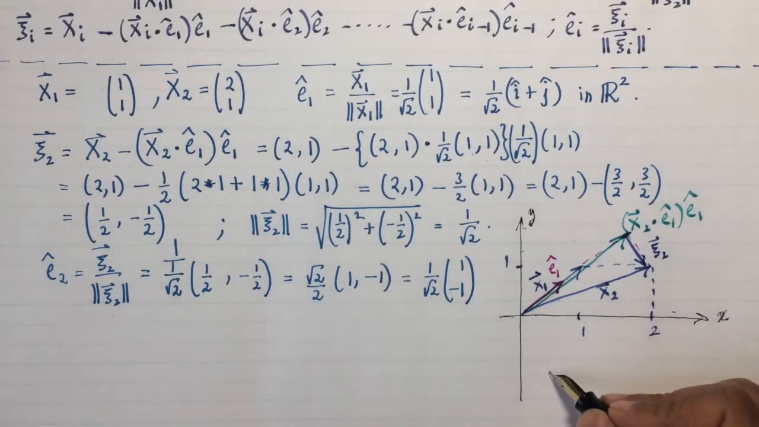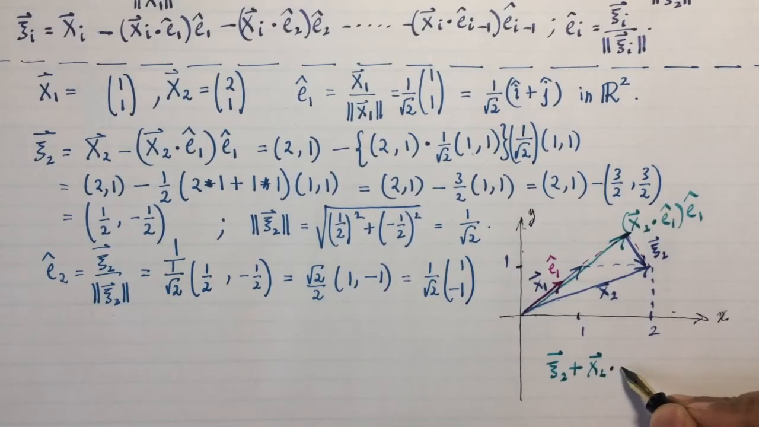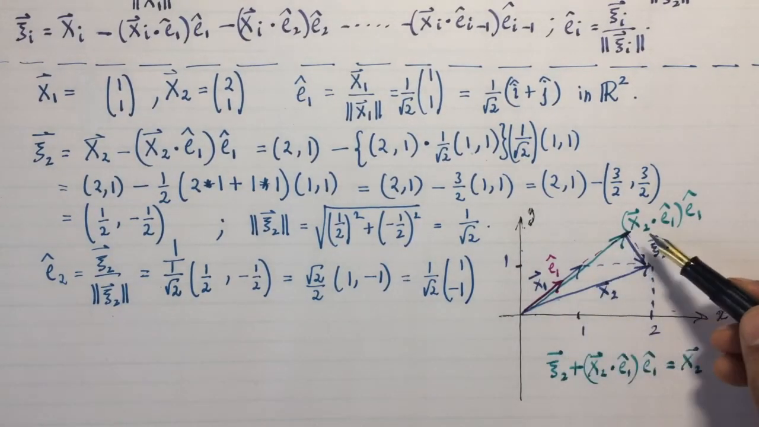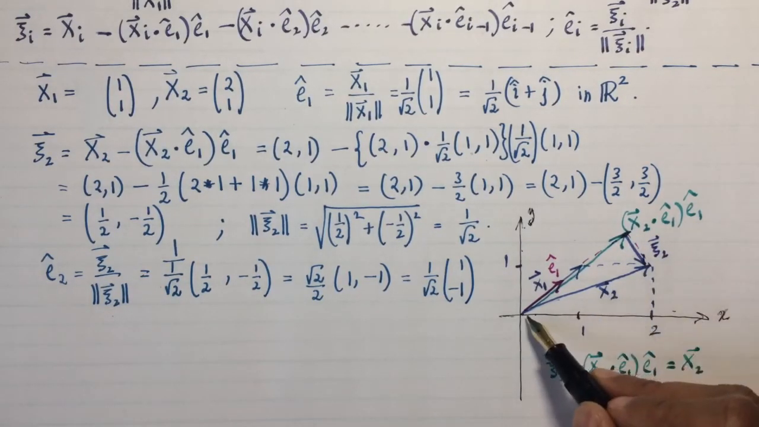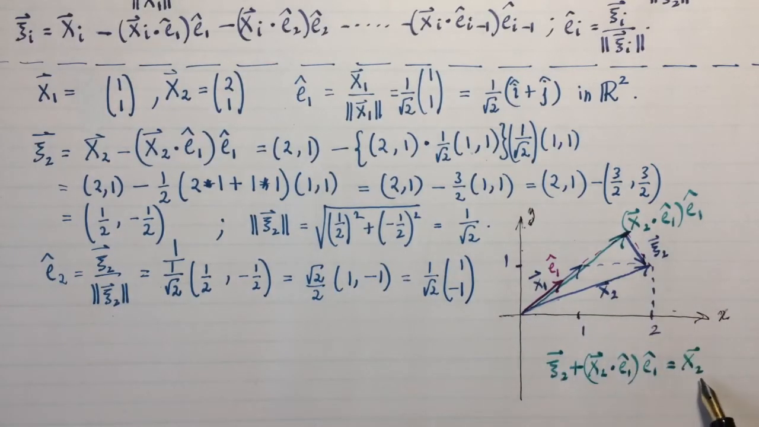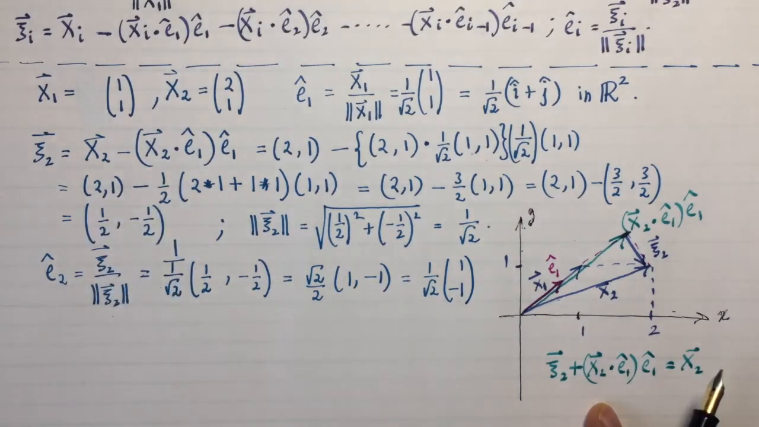Because remember, in vector addition, zeta 2 plus x2 dot E1 is equal to x2. You go from the tail of this to the head of that, then from the tail of that one to the head of this one, and that's the same as going from the tail of the first vector all the way to the head of the second vector. That's what vector addition is. Now if I subtract this term from both sides, then I get my construction for zeta 2. Okay, so that makes complete sense.